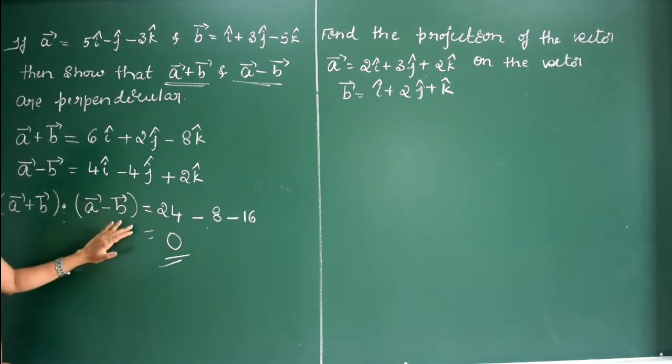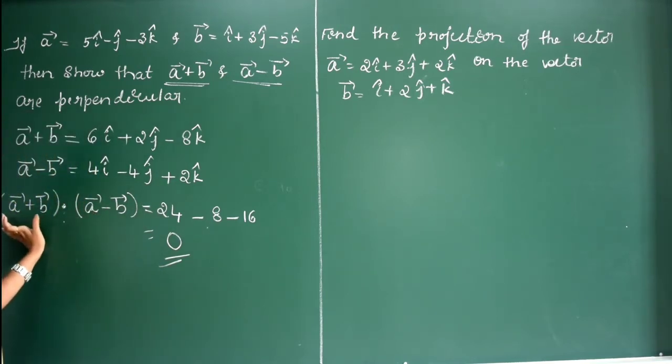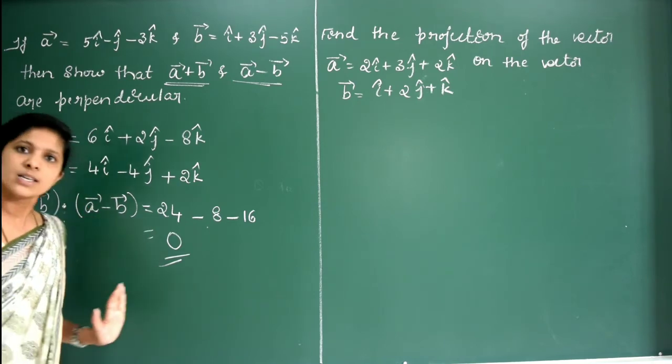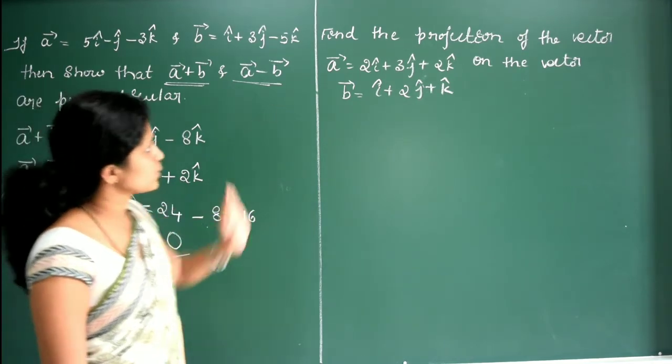So the two vectors are perpendicular to each other. Dot product of A vector plus B vector dot A vector minus B vector is equal to 0. So we proved this one. Let us move to this problem.